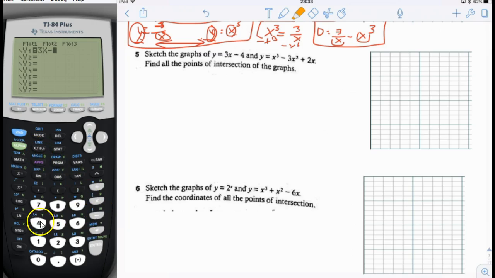This one's pretty straightforward. All you need to do is go to y equals and put both functions in the calculator. 3x minus 4, x cubed minus 3x squared plus 2x. Okay, we're going to graph them just to see what it looks like. It does say sketch the graph, doesn't it? Okay, so one of them is a line. It happens to be this one where there's no power on the x. And the other one looks kind of like a parabola, except there's only one side. Let's try to do a zoom fit and see exactly what this looks like.